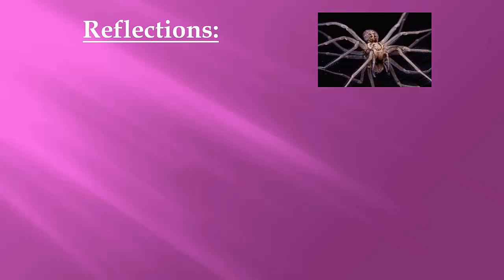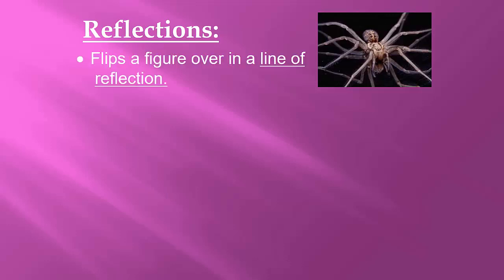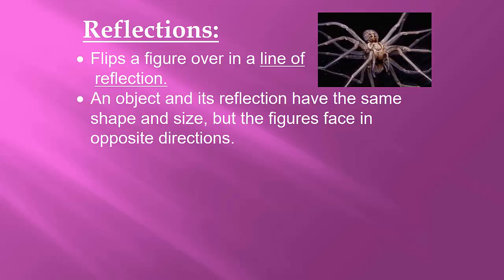Everyone has a reflection. You stand in front of the mirror and you see the exact same shape and size of yourself as you're looking in the mirror. That's your reflection. A reflection flips a figure over in a line of reflection. An object and its reflection have the same shape and size, but the figures face in opposite directions.